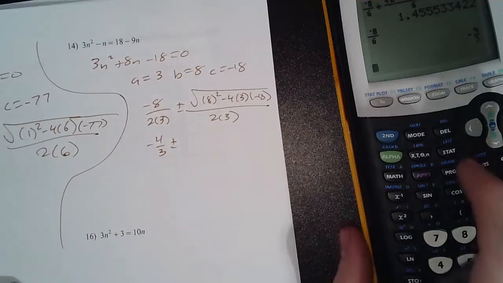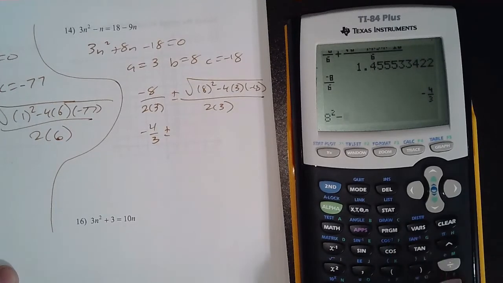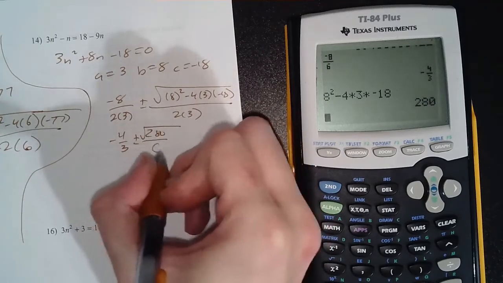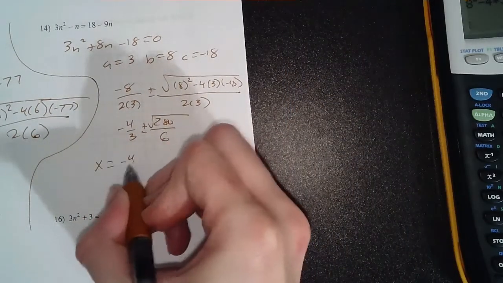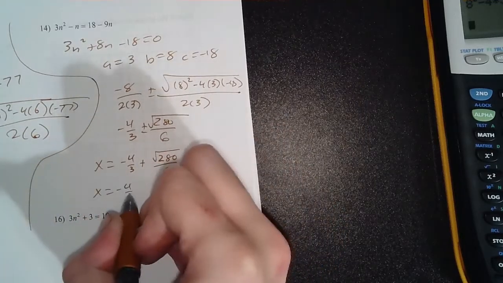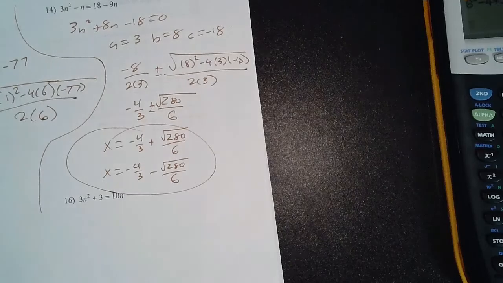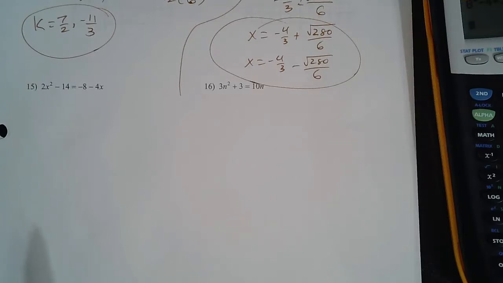And this part, we kind of just need to do the square root part in our calculator. So we're going to do just the 8 squared minus 4 times 3 times negative 18. It's going to be plus or minus 280 square rooted. And you just write our two separate answers like that. We have x equals negative 4 over 3 plus the square root of 280 over 6, and x equals negative 4 over 3 minus the square root of 280 over 6. And that's the whole problem. Easy enough. Mostly calculator work.